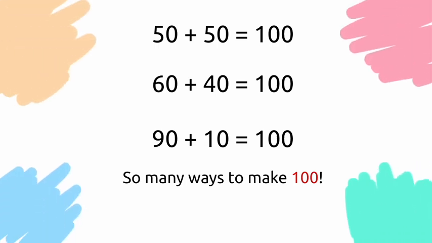Now you try some more. Blank and blank makes 100. You can say 50 plus 50 makes 100. 60 plus 40 makes 100. 90 plus 10 makes 100. Wow! So many ways to make 100.